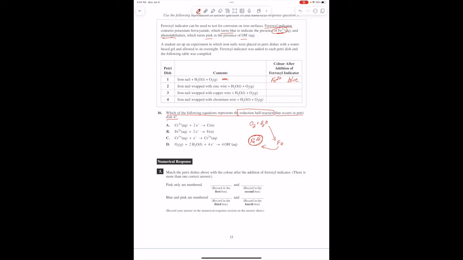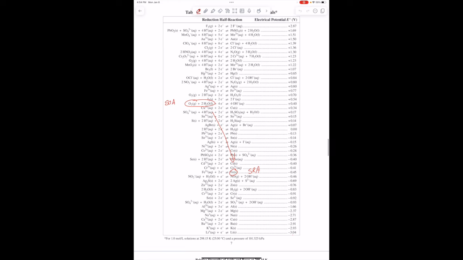An iron nail wrapped in zinc wire plus H2O. Okay, so now this is like a sacrificial anode. Here's zinc. So if the iron nail is wrapped in zinc, the zinc becomes the SRA, and this gets bypassed, right? So there won't be iron 2 in there. The zinc will get oxidized and turn into zinc 2.